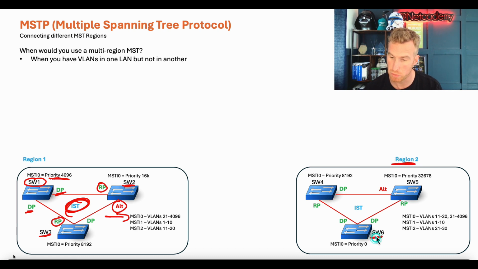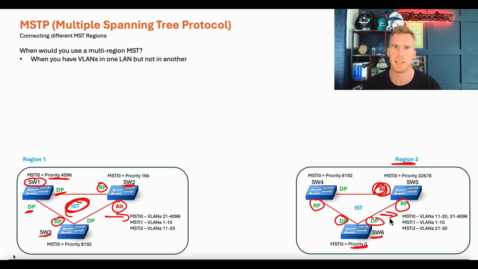It is, of course, switch 6. It has the lowest priority you can get, 0, and thus its interfaces are designated ports. We've got a root port here on switch 4, a root port here on switch 5, and between switch 4 and switch 5, this interface right here is discarding any traffic. Again, just for MSTI 0, not 1 or 2.